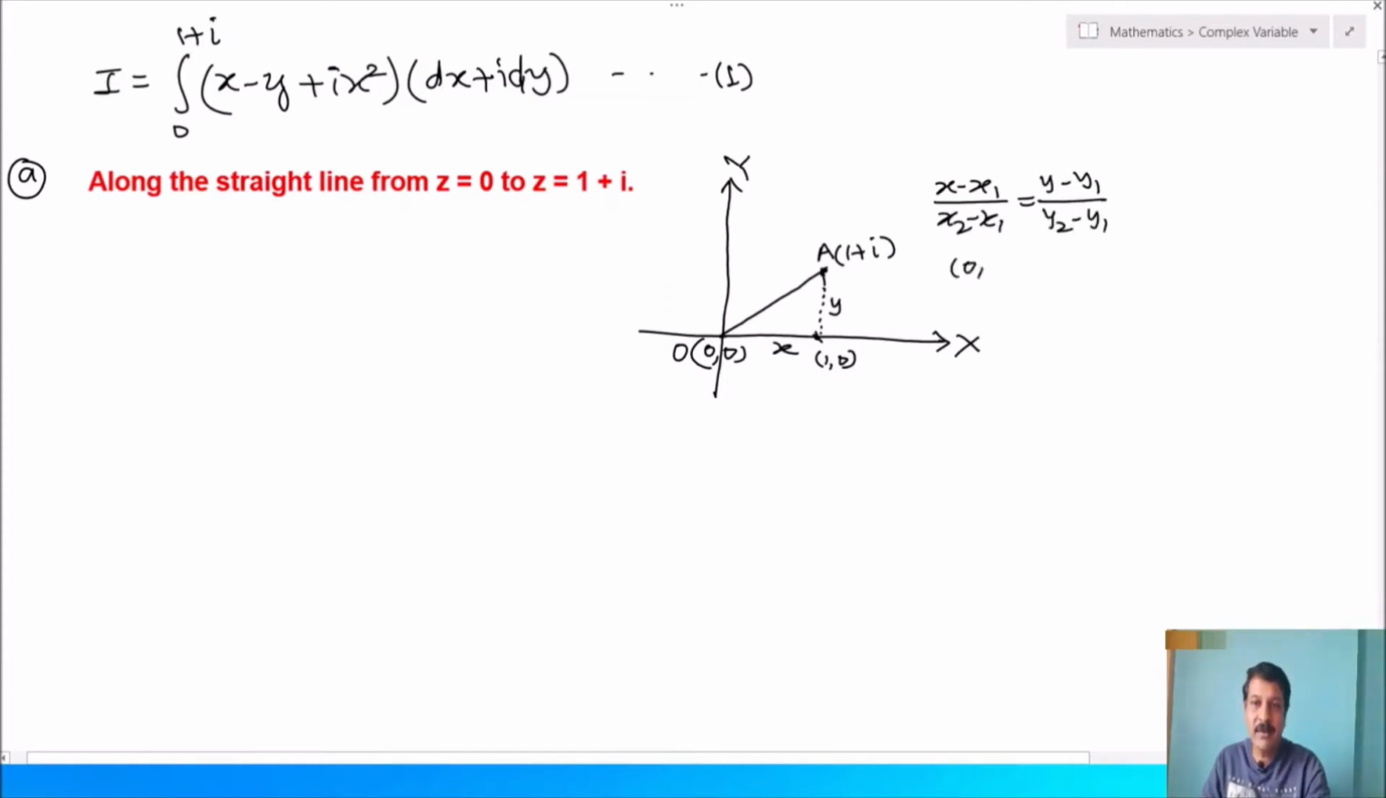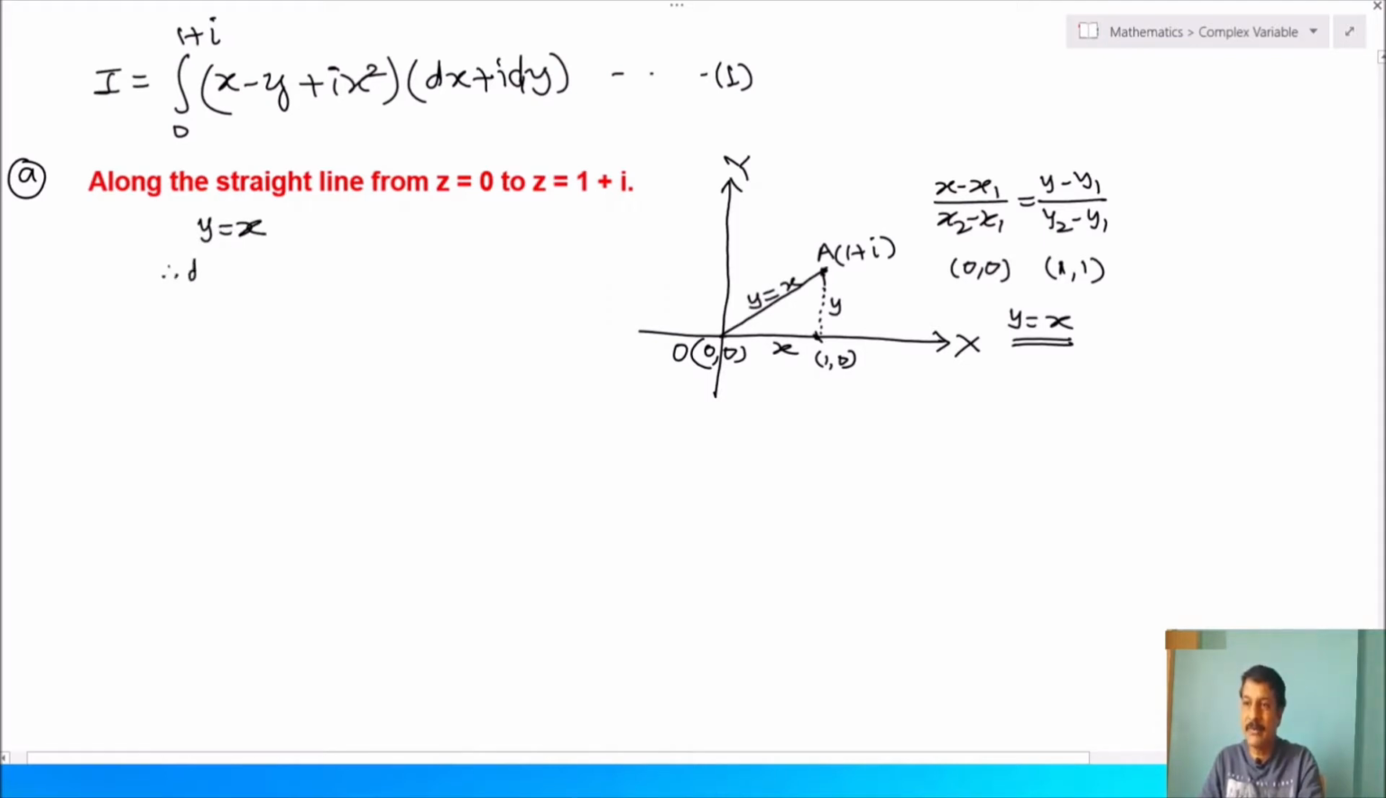By this, you can find out that (x1, y1) is (0, 0) and (x2, y2) is (1, 1), because for 1 plus i, the real part is 1 and the imaginary part is 1. By using this, you will get the equation y equal to x, because it is a standard line through the points (0, 0) and (1, 1). So, it is a straight line, y equal to x.